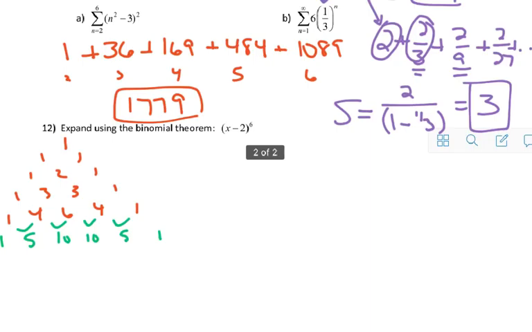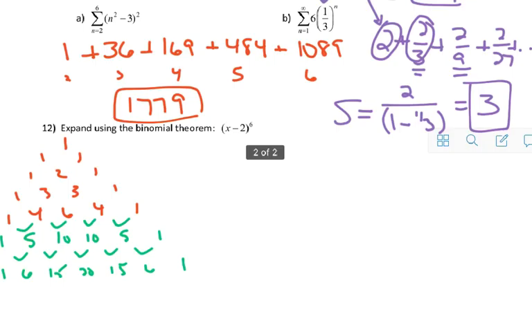That's row 5. And now row 6 is going to be 1, 6, 15, 20, 15, 6, 1. There are going to be 7 terms in that expansion because the number of terms is always 1 more than the power you're raising it to.